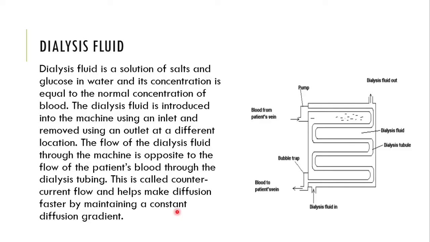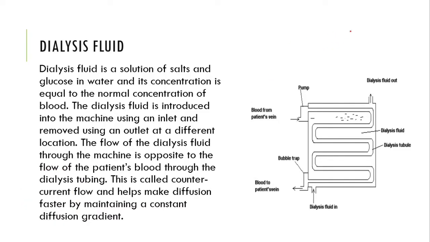Now, the concentration of salts, the concentration of water, and the concentration of glucose are equal to the normal concentration of blood. So blood has a normal concentration of these components, salts, glucose, and water. And the concentration in blood of these things is equal to the concentration in the dialysis fluid. Are you following? So what does that mean?